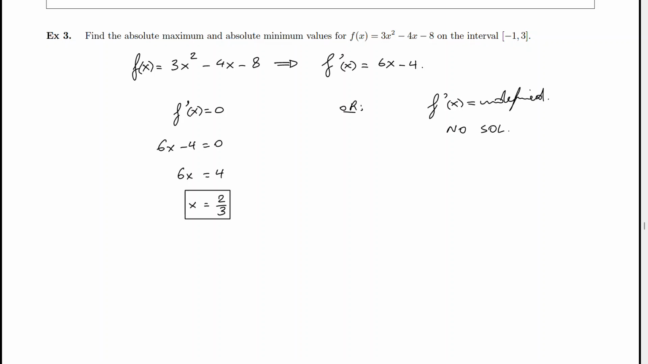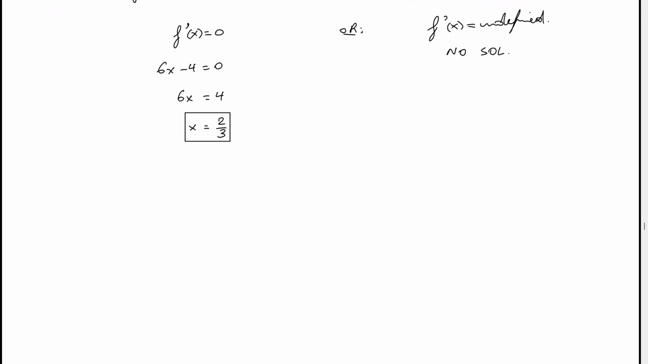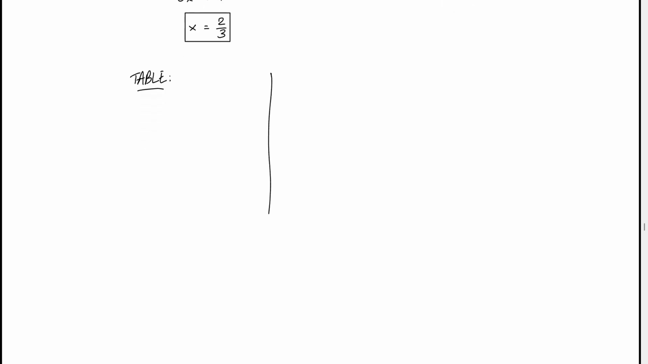So since I don't have a graph right now, and I would like to know if the 2/3 is a maximum or minimum, how can I decide? The answer is make a table. So we're going to make a table, and we're going to have two columns in this table. On one hand, we're going to have an x value column, and on the other hand, we're going to have the y value column.